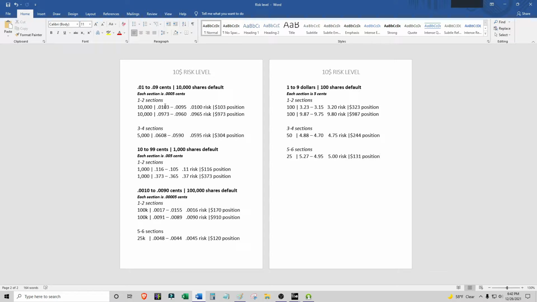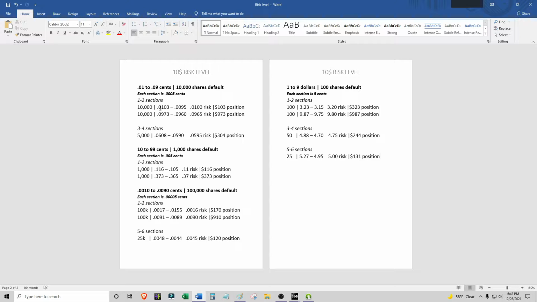And one thing that I really learned in terms of this is that regardless of the dollar position size, the amount of shares that you trade is almost always the same. And as you can see here, if the stock is from 1 to 9 cents, the average size is 10,000 shares.